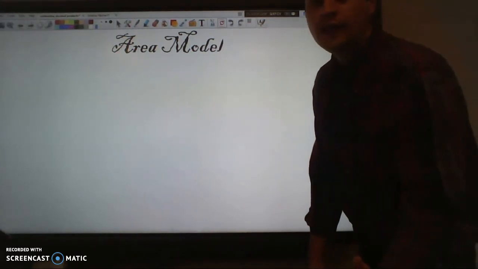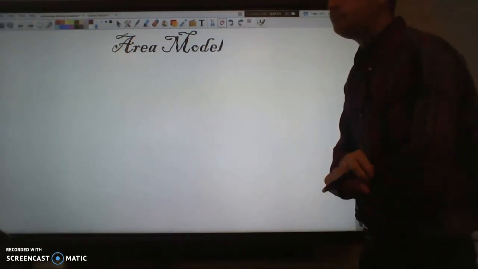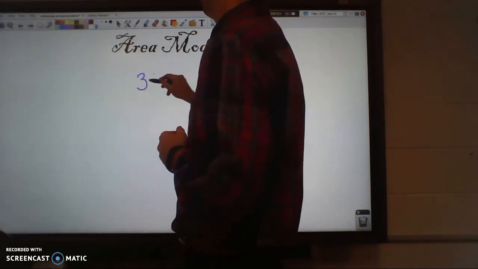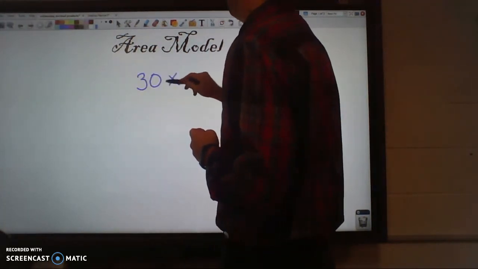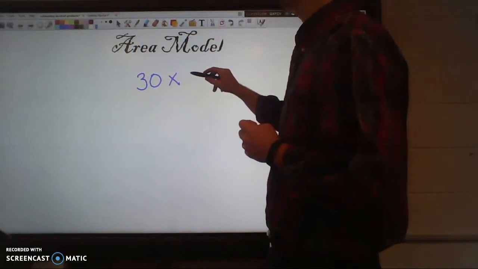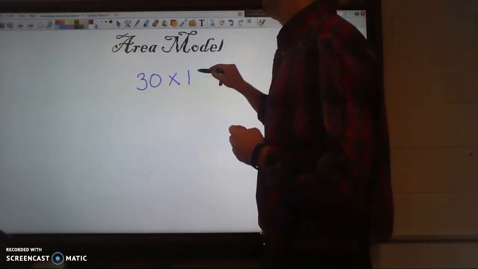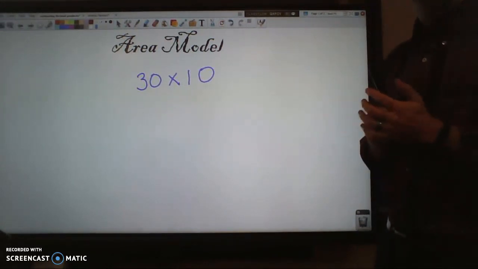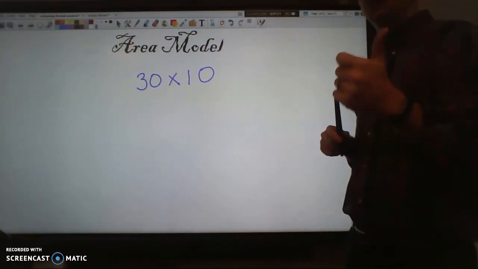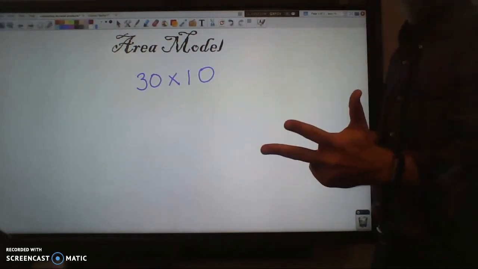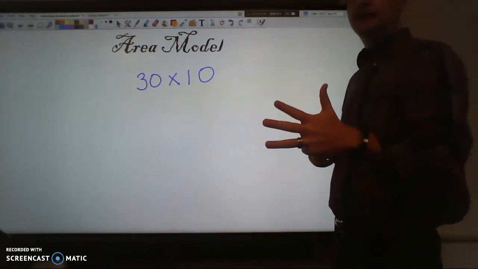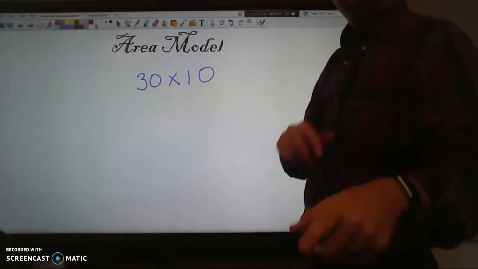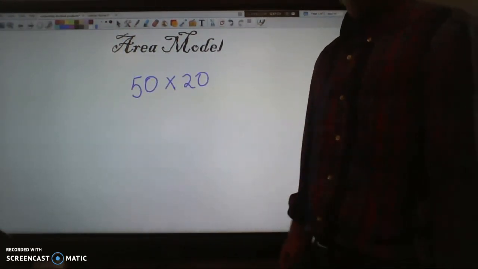Alright, hopefully you got that one correct. Here's another one. Let's do 30 times 10. 30 times 10. Make sure to draw your area model. Make sure to put your multiplication sign. Make sure to box your zeros. Multiply your basic facts. Add your zeros back. Good luck. Go.